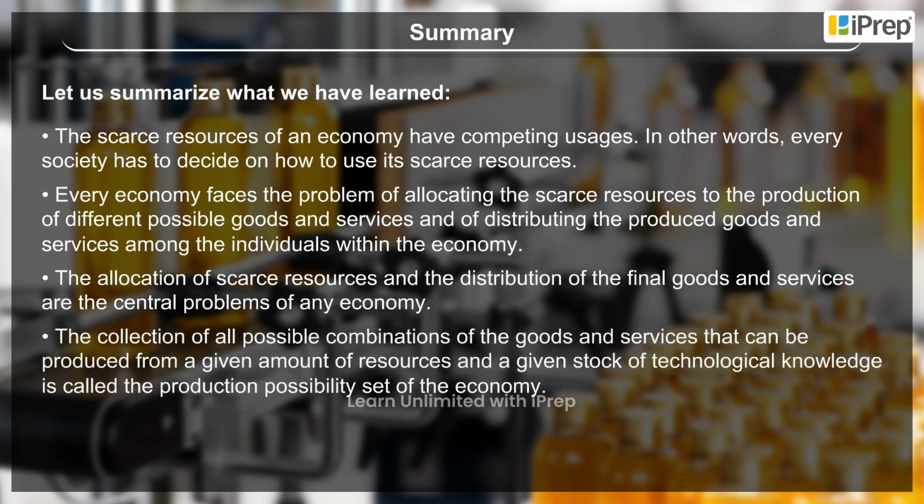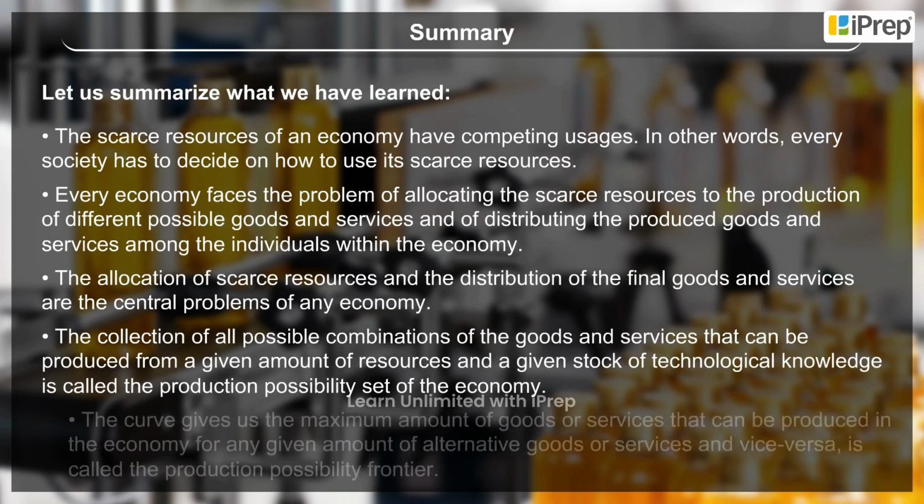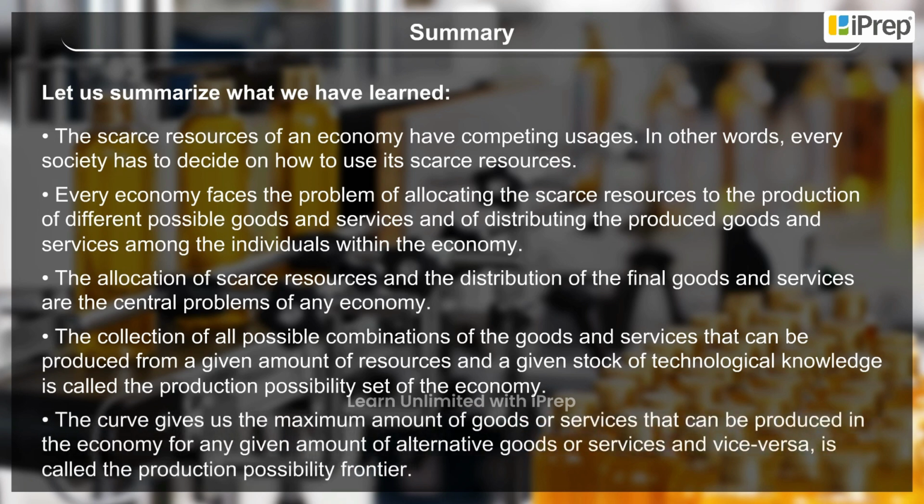The collection of all possible combinations of the goods and services that can be produced from a given amount of resources and a given stock of technological knowledge is called the production possibility set of the economy. The curve that gives us the maximum amount of goods or services that can be produced in the economy for any given amount of alternative goods or services, and vice versa, is called the production possibility frontier.